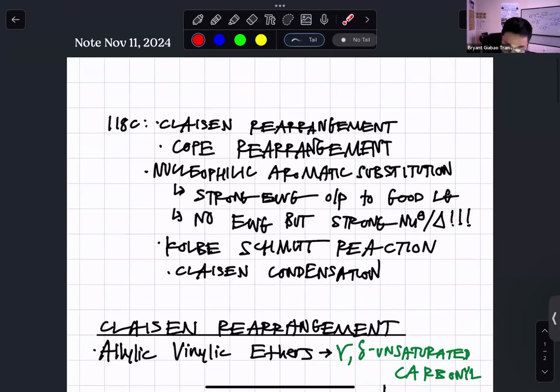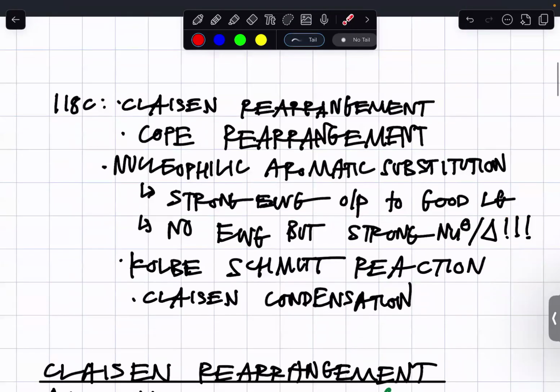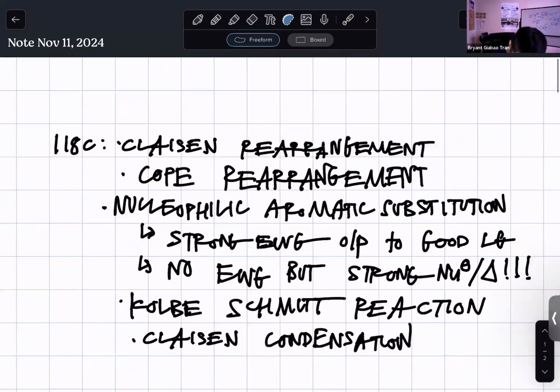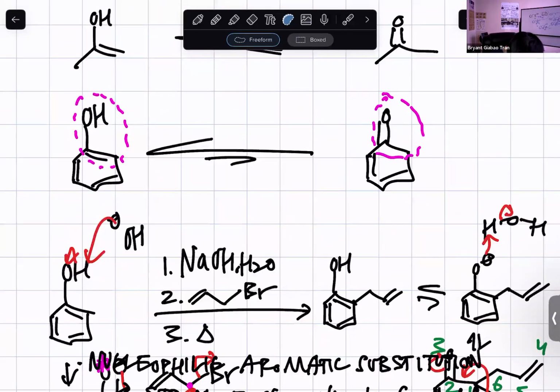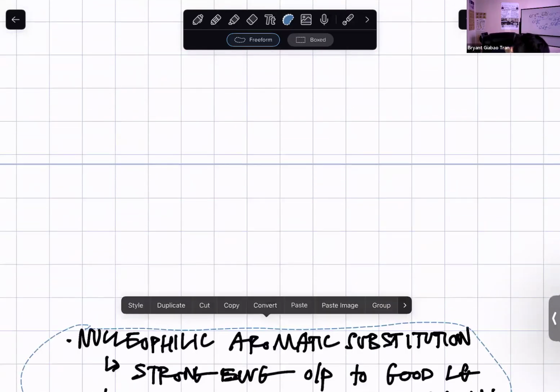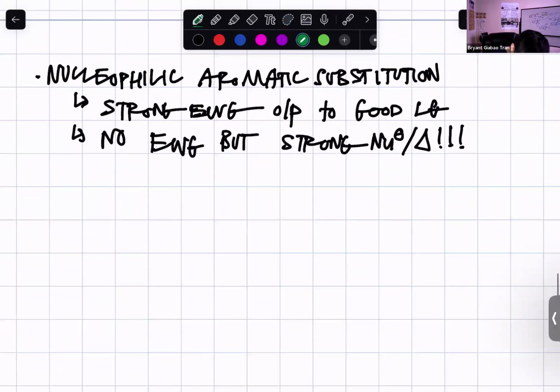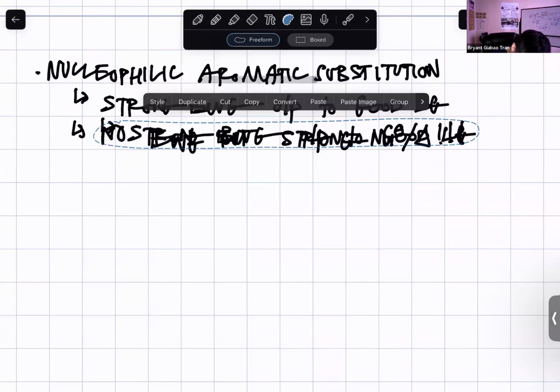Let's do nucleophilic aromatic substitution with the strong EWG ortho or para to the leaving group, and the one with no EWG but the strong nucleophile or extreme heat. Okay, thank you. Let's see. Okay. So let's do this one. Let's talk about this scenario, the one where we have a strong EWG ortho or para to a good leaving group.